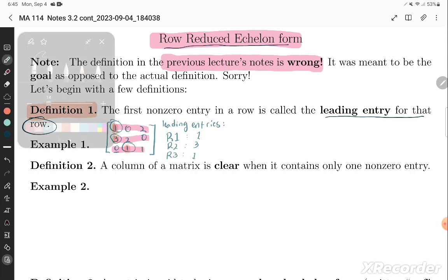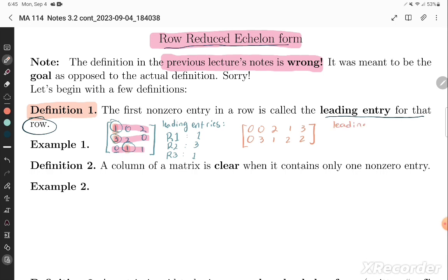Again, another quick example here, I'll use a different color. Let's say we have a matrix like this: 0, 1, 2, 0, 0, 2, 1, 3, and then 0, 3, 1, 2, 2. Again, trying to find my leading entries, let's see if you can guess in your head real quick. What is the leading entry for row 1 and row 2? I'll give you like 5 seconds to figure it out.